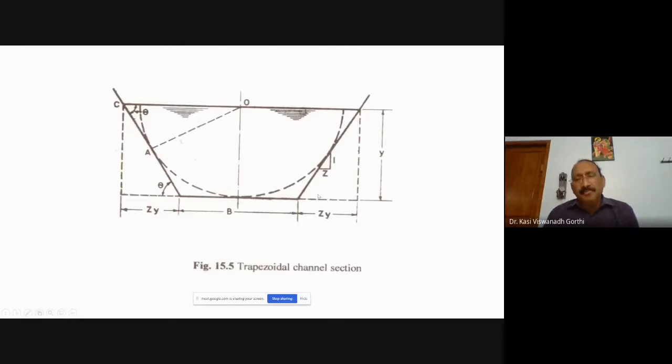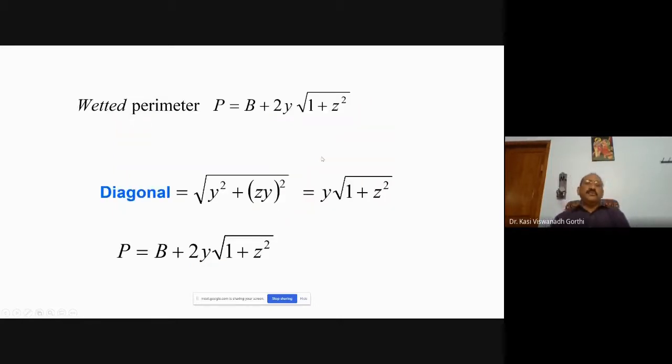So the bed width B plus the sides, all three together must be added. For this triangular portion, this vertical portion is Y, the horizontal portion is ZY, then this will be square root of Z square Y square plus Y square, or Y into root 1 plus Z square. This side also Y into root 1 plus Z square. So B plus 2 times Y into root 1 plus Z square will be the total length of the channel boundary in contact with flow. So the wetted perimeter P would be equal to B plus 2Y root 1 plus Z square.